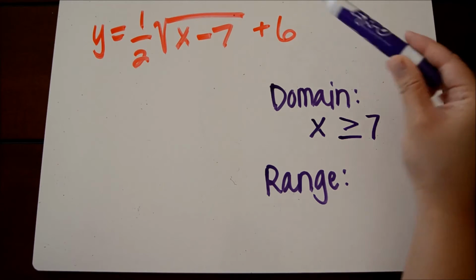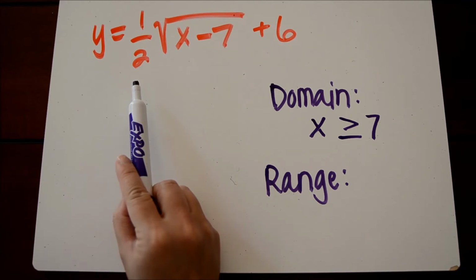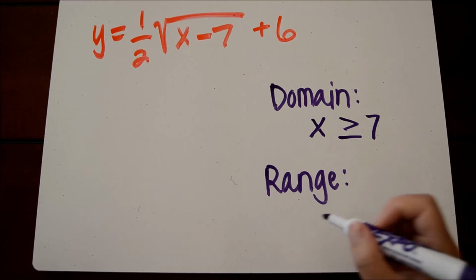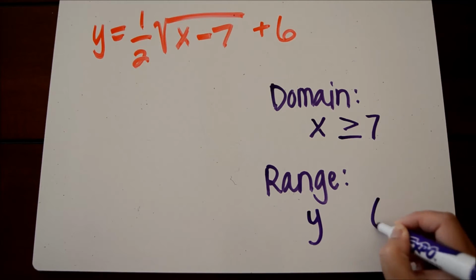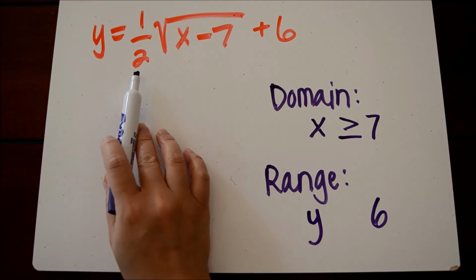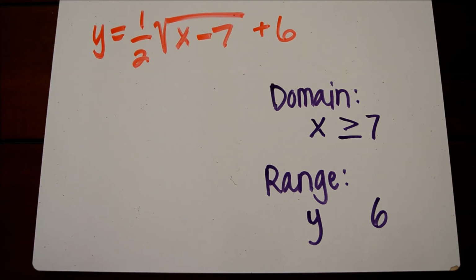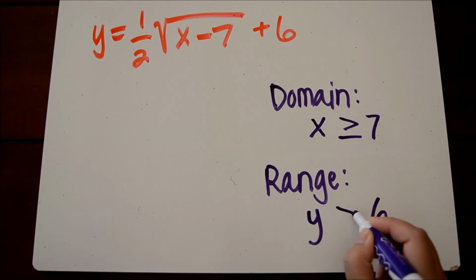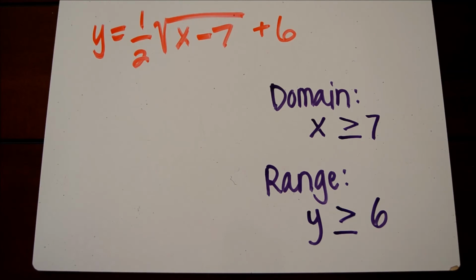Our k value and our a value combined will help us find the range. Our k value tells us that our graph moved up 6, and when we look at our a value, we want to see if it's positive or negative. Since it's a positive a value, our graph is increasing in y values. It's not reflected, so we're going to say it's greater than or equal to 6.